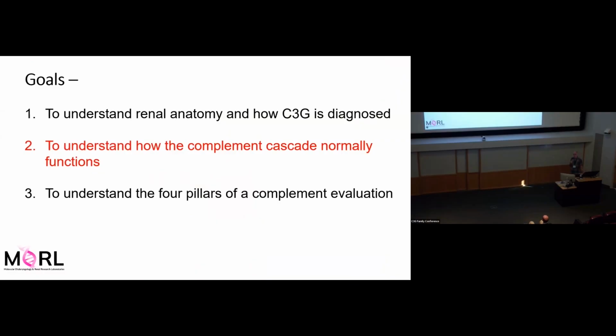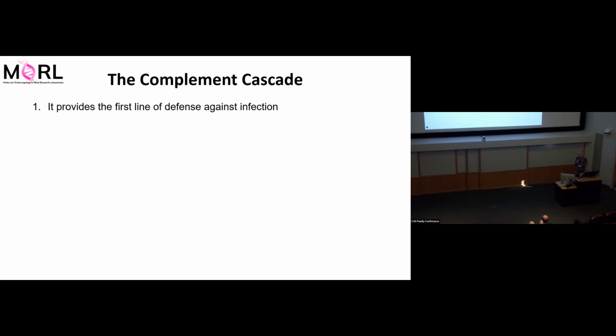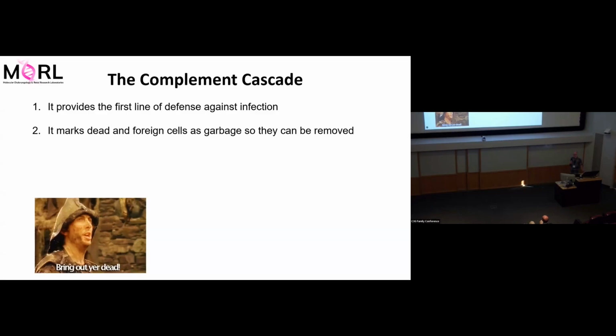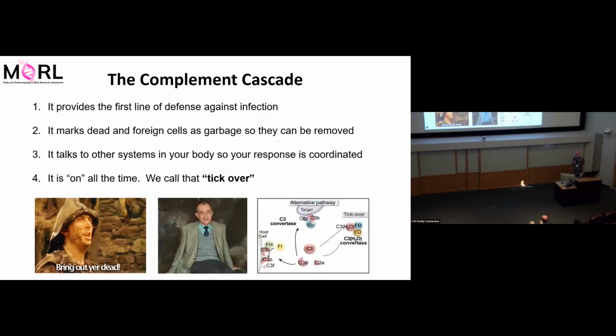So let's now move to the complement cascade. The complement cascade in all of us provides the first line of defense against infection. It marks as dead foreign cells so they can be removed. What movie is that from, Brian? Yes, Monty Python. It talks to other systems in your body, so the response is coordinated, and it's on all the time.